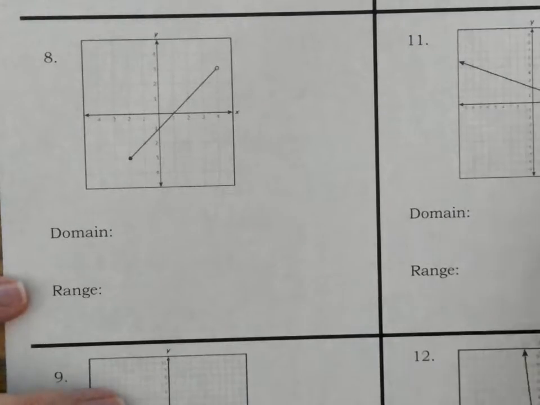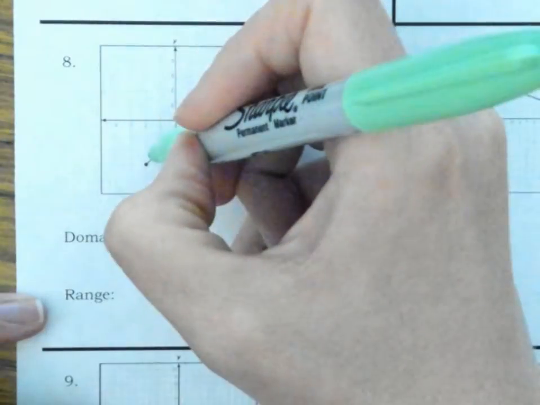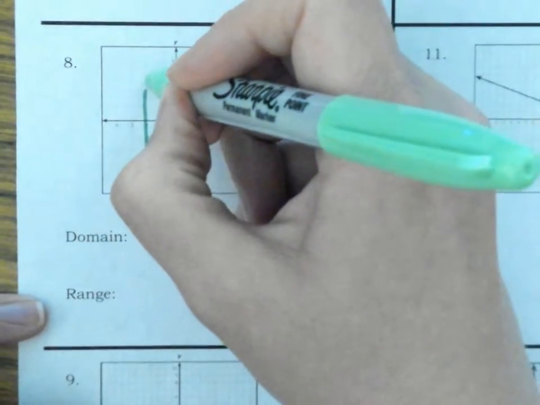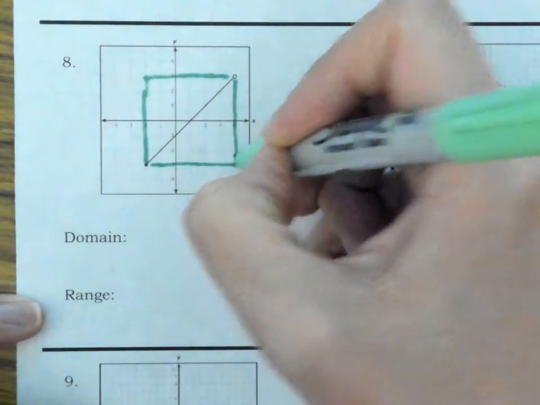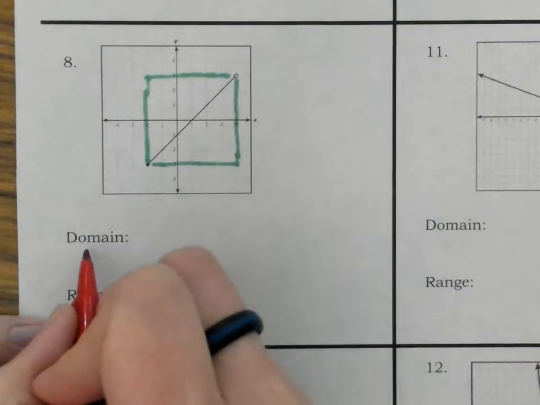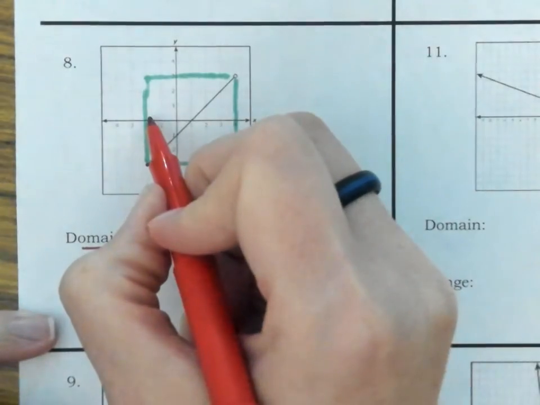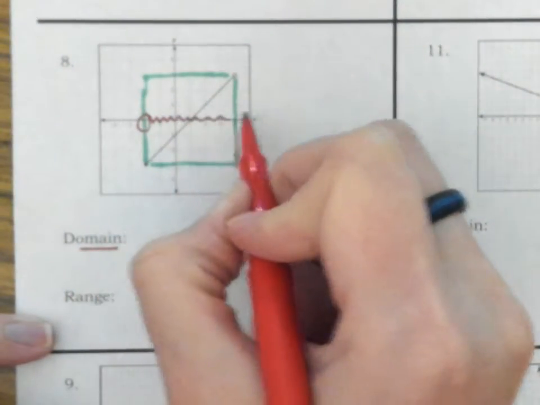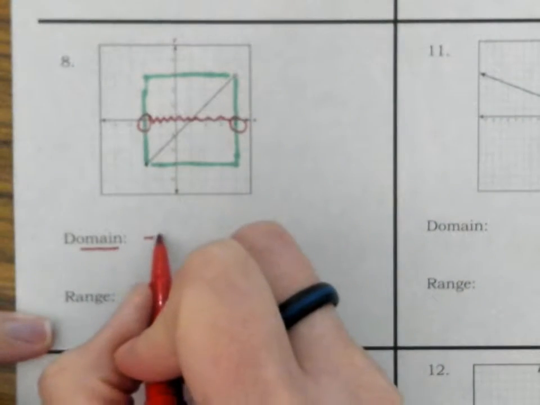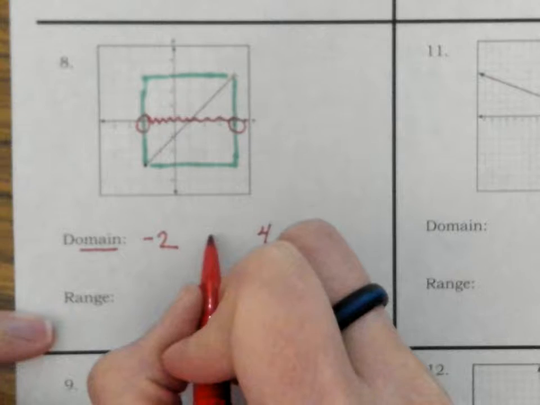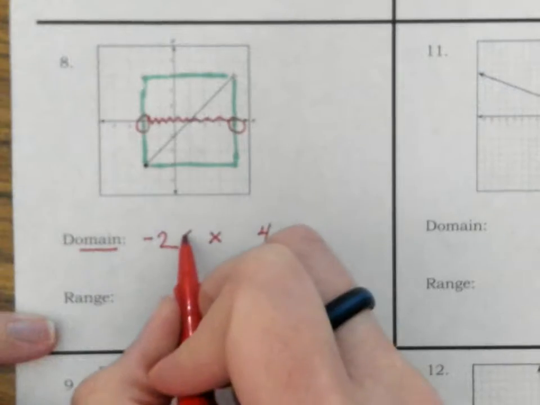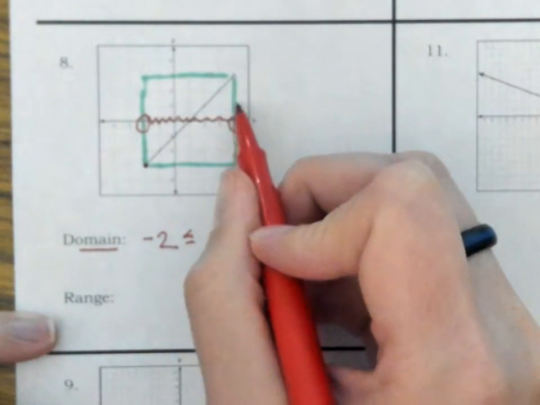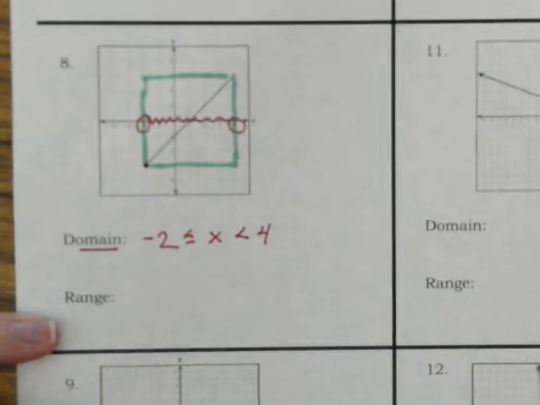Number 8, continuous graph with endpoints, so we're going to box it in. This one, though, does have an open circle. So I'm going to look at my domain, and I'm going from -2, because I'm following the x-axis, all the way over to +4. From -2 to +4. And I have my x, and at -2, the circle is closed, and at +4, the circle is open.